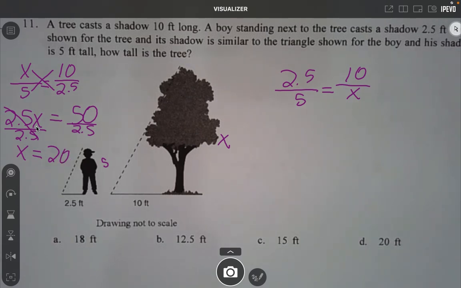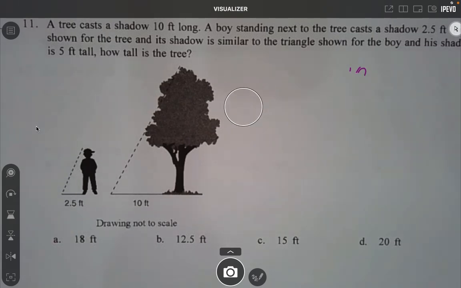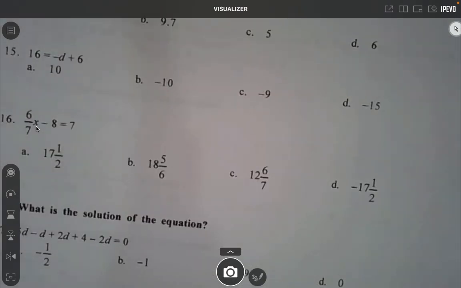If I did this one, y'all, we would get the same thing. 2.5x equals 50. See, it says the same thing. I would get x is 20. Any question on how to set it up? No, everybody's got that? Okay. So x is 20, that one was D. I can give y'all all the answers in just a little bit too, in case you missed any. All right. Number 11, now number 12.